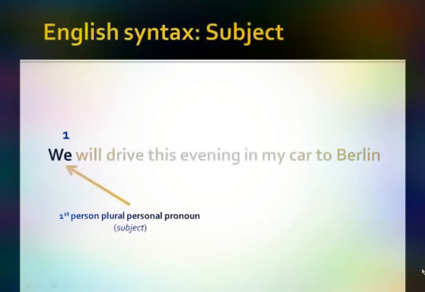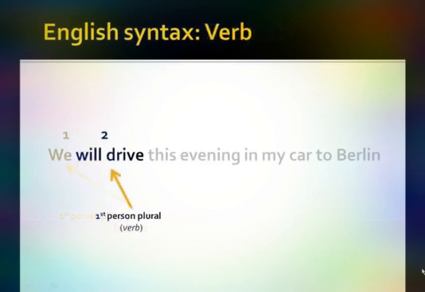We have "we" as the subject of the sentence. It's a first person plural personal pronoun. It's the part of the sentence that is performing the action. And well, what is the action? What are they going to do? They will drive. It's a future tense verb. In English we have to use the "will": will drive. But it's a first person plural verb. Now this is where it gets a little interesting, after the subject and the verb.